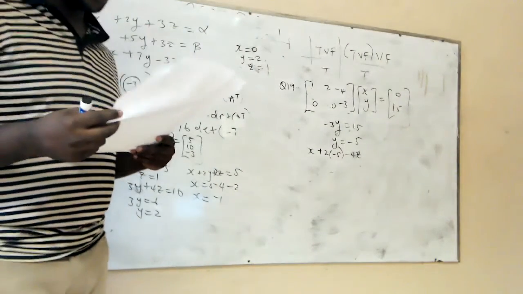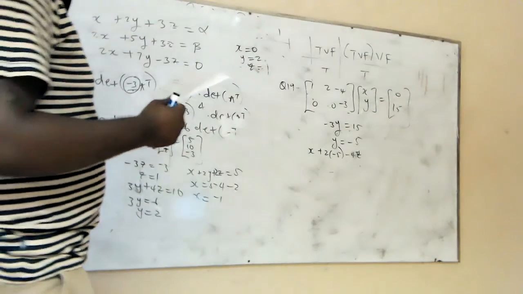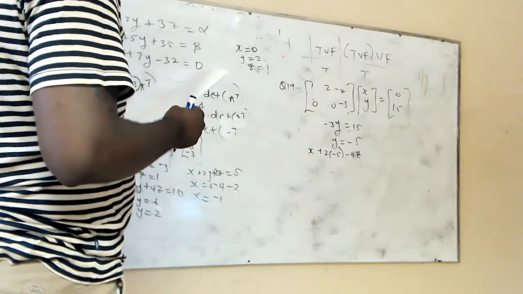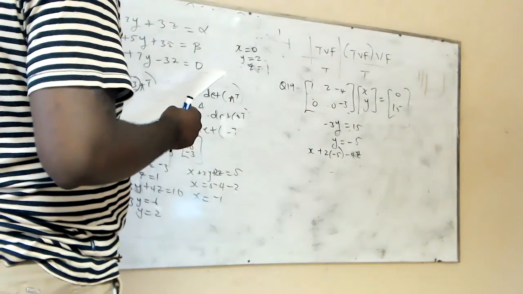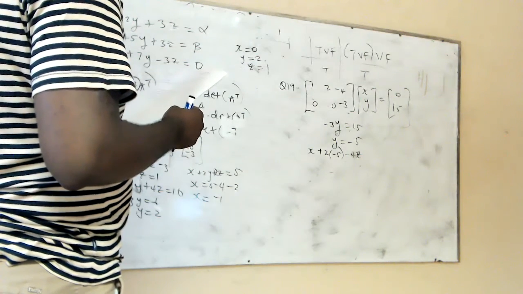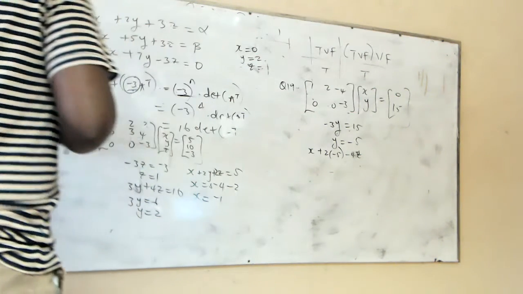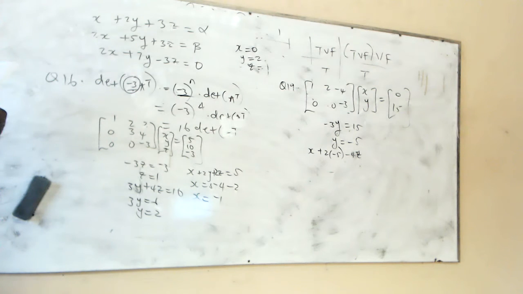The very last question. Use Gauss elimination to solve the system of linear equations obtained from the augmented matrix. Choose which of the following options is the correct option. All right. I believe you remember what we're supposed to do. We're using Gauss elimination to solve the system of linear equations.